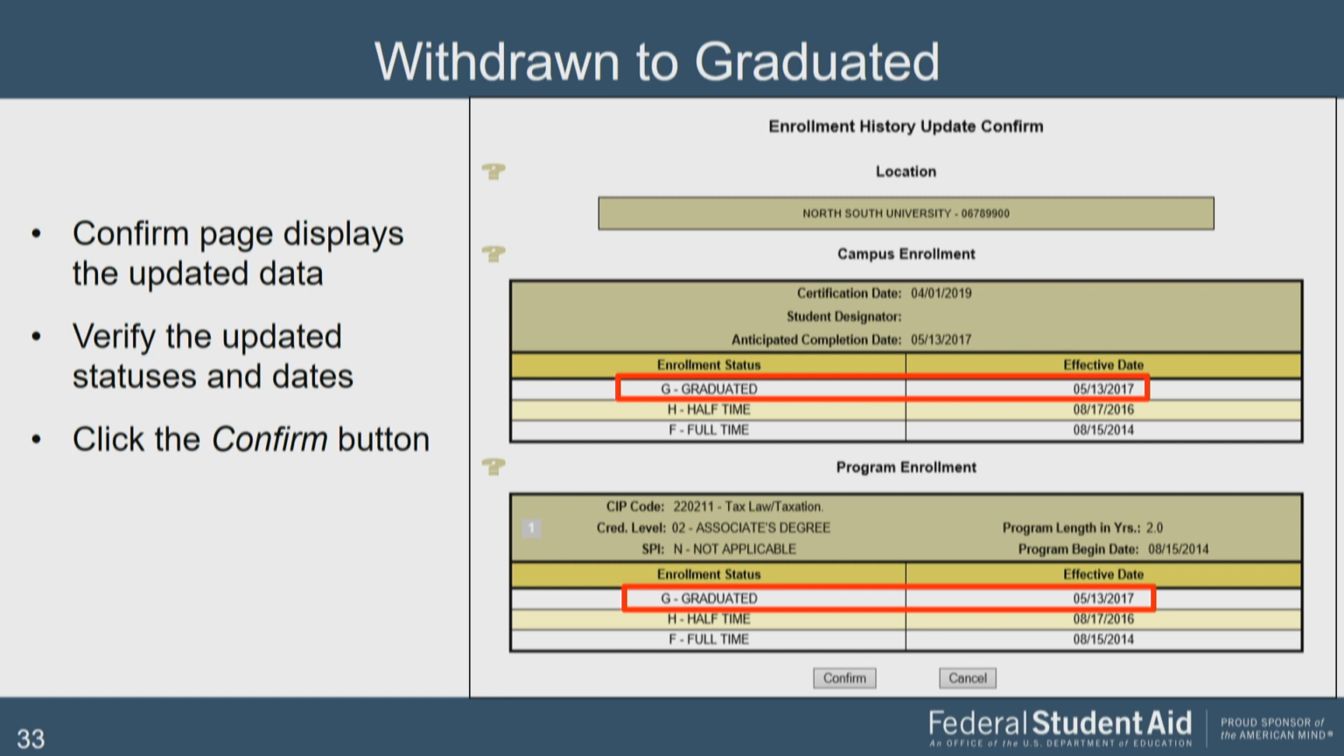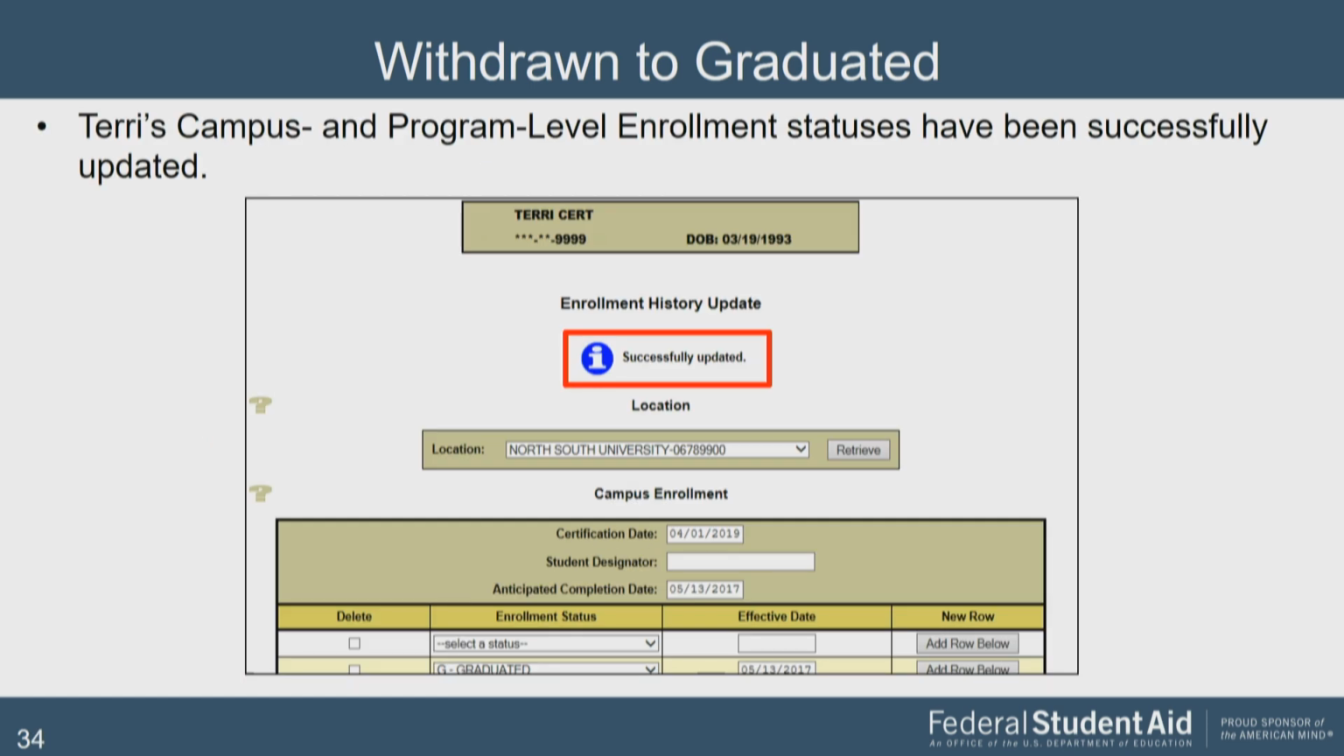And if all has gone well, you will then see a confirmation page that displays your updated data at both the institution and the program level. All you need to do here is verify the updated statuses and dates, and then click the Confirm button again at the bottom of the page. We make you confirm it a couple times. And if it all looks good, you can click Confirm and it'll capture your changes into the system.